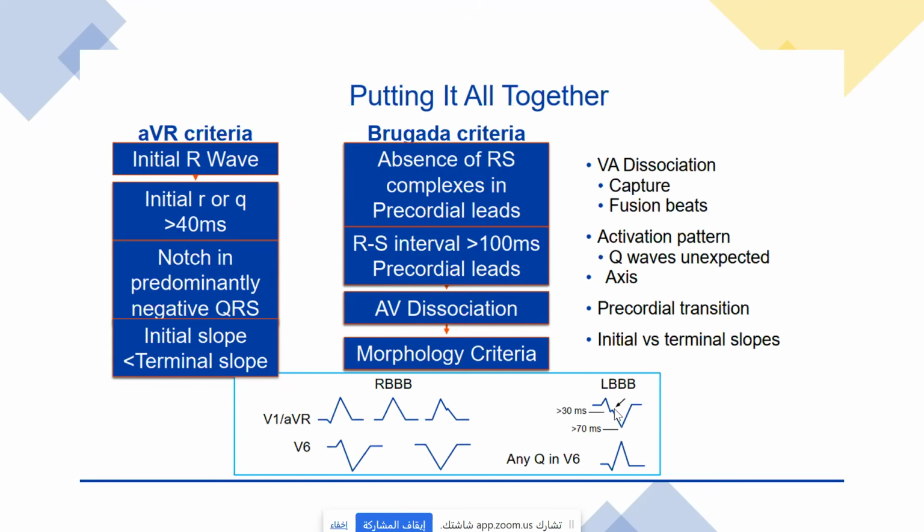Regarding the aVR criteria, look at the initial R. If you have an initial R, that means this is VT. If the initial R is small or there is a Q and these are more than 40 milliseconds, again, this is VT. If you have a predominantly negative QRS complex, likely this is VT. So these are criteria that help you to differentiate between wide complex tachycardias.